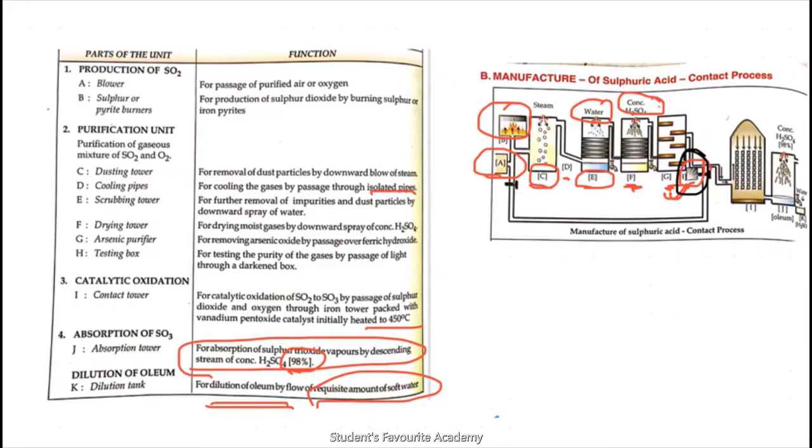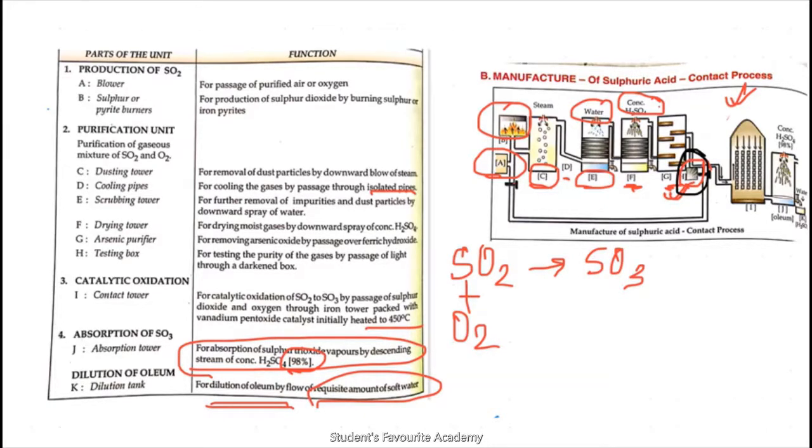Now what is happening, children? Whatever purified air is there, that is being passed to the contact tower. So this is the tower based on which the name of the process has been named. This is called the contact tower. Now this is the most important tower, children, and here the sulfur dioxide is being converted to sulfur trioxide. How is this conversion taking place? As the name suggests, an oxidation process is taking place, where I'll be adding oxygen to it.